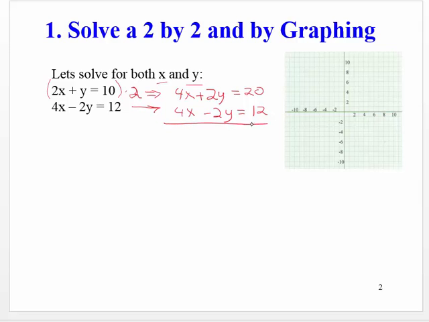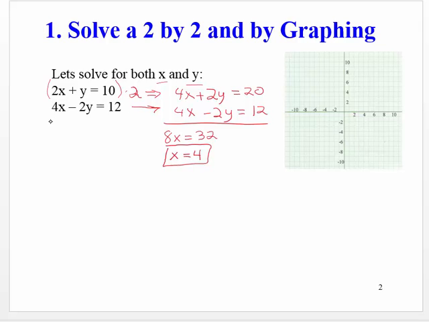All right. So now I add those up. I get 8x is equal to, these eliminate. 2y minus 2y is 0. So I just get this is equal to 32. Dividing by 8, x is equal to 4. Okay, that's the solution for x. Now we need y. Take either equation and substitute x is equal to 4 into it.